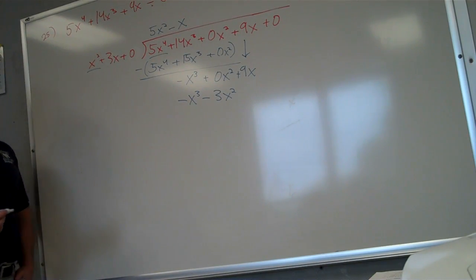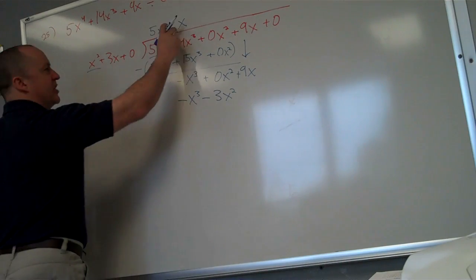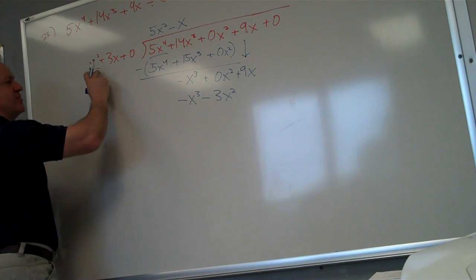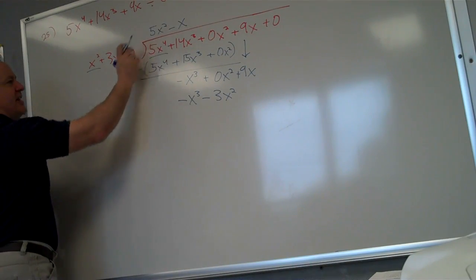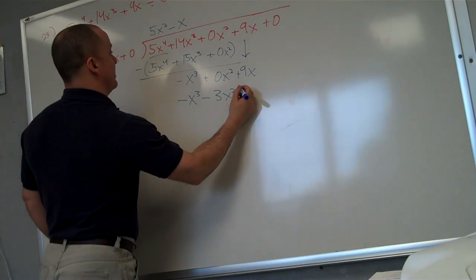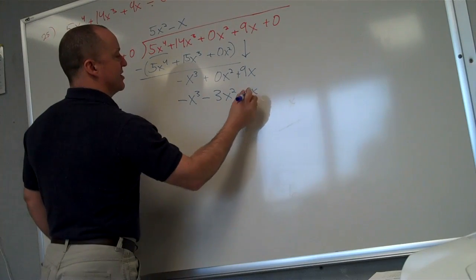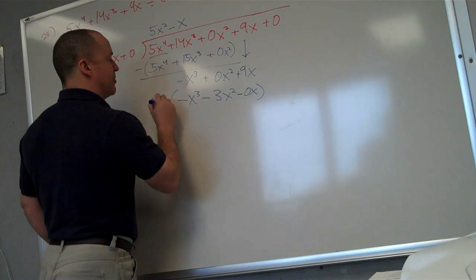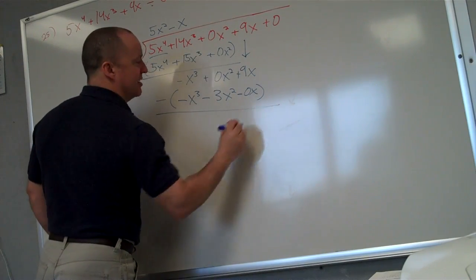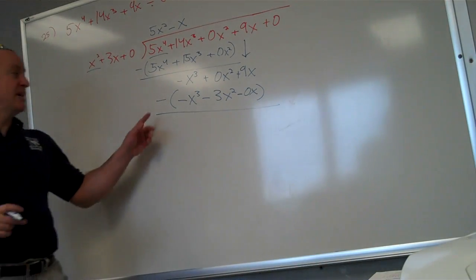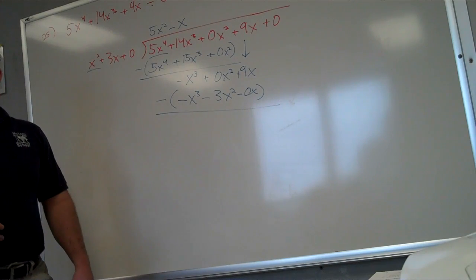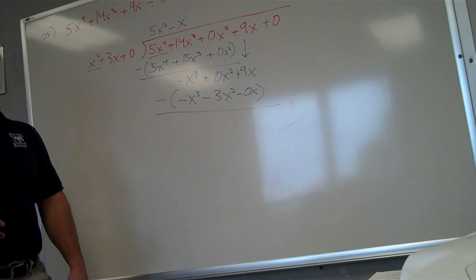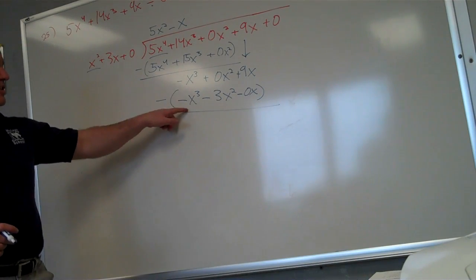Wait, how do you get negative 3x squared? Once I figure out that negative x is what I need here, I have to multiply it by everything. So negative x times 3x, and then negative x times 0 gives me minus 0x, which won't matter. Now I put this in parentheses, and now I subtract. I'm using the parentheses to remind myself that since I'm subtracting, it will be like adding the opposite. Things are positive now, and that'll make this go away.